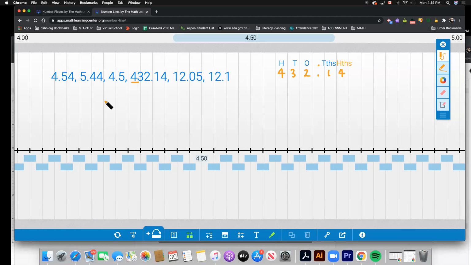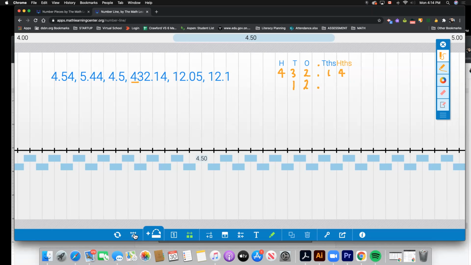Remember, we have to order them least to greatest. Next, 12.05 and 12.1. So I go through and I'm now going to look for anything. This has no hundreds and this has no hundreds. So I'm looking for something that has tens. 4, no tens. 5, no tens. 4, no tens. 12, this has tens. So I'm going to write 1 in the tens, 2, decimal. Now, which one is bigger?